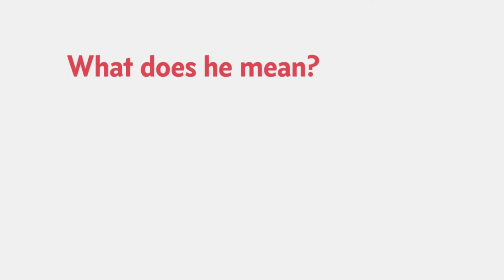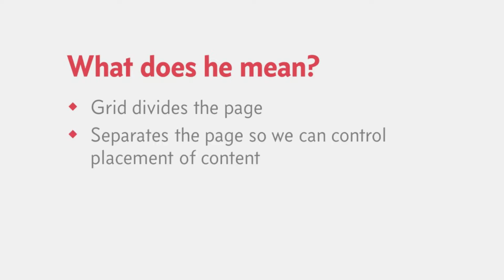What do I mean by a grid? A grid in this case refers to the way a web page is divided up so that you can arrange or order content within it. The grid separates the page into different sections, and you use those sections to control where content is placed and how the overall page is structured.